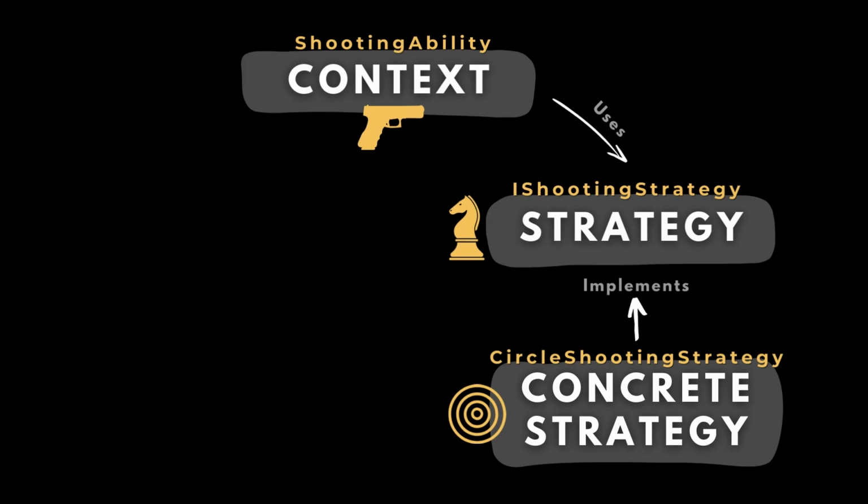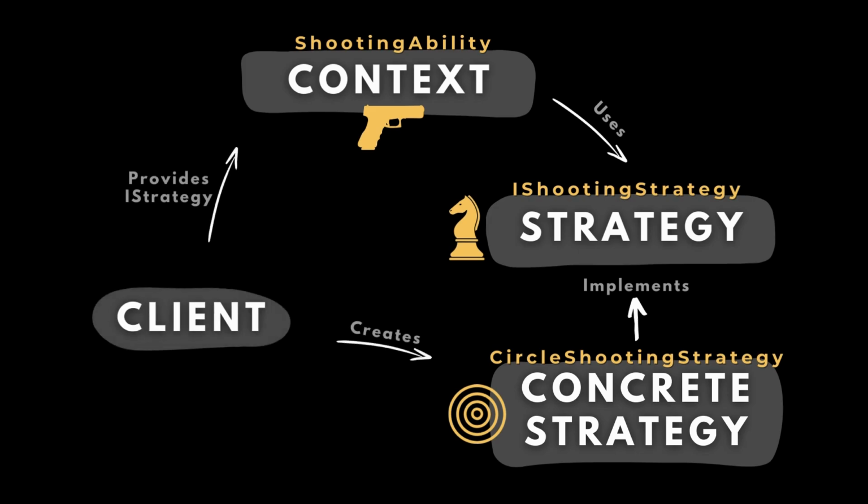But the context on its own should not decide what the strategy is going to be. This should be provided by the client, which is going to decide which strategy to use. It will create the strategy object and finally pass it to the context, which will then further use it. In our case, the client can be a boss AI, which will be just deciding through some more advanced logic which one of these strategies we should use.